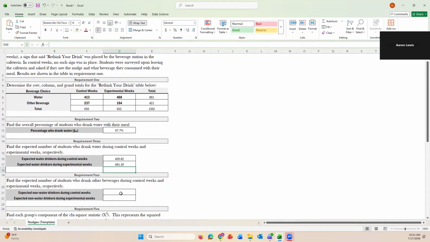Let's do the same concept down here for our non-water drinkers. If 67.7% of students drank water, the complement of that should be the amount of students that drank other beverages. I'll just do it off to the side so we have the number right here. 100% minus 67.7% is 32 point bunch of craziness over here. We'll say 33%. Let's get rid of the decimals down here to make things work out. There we go.